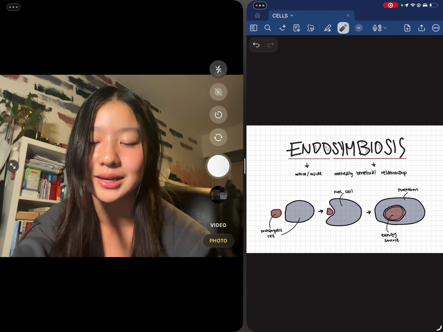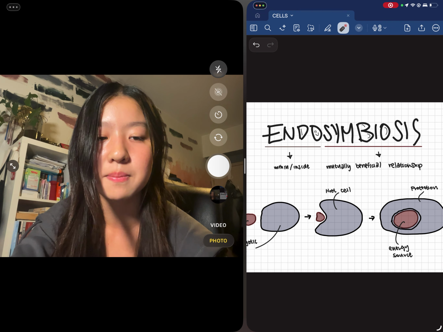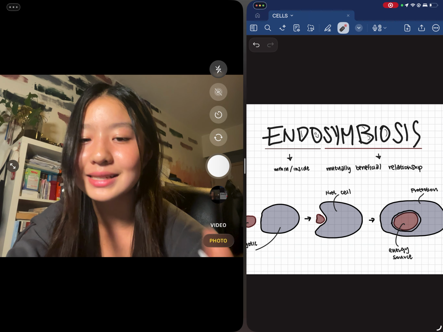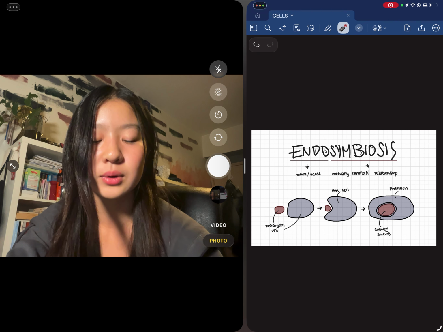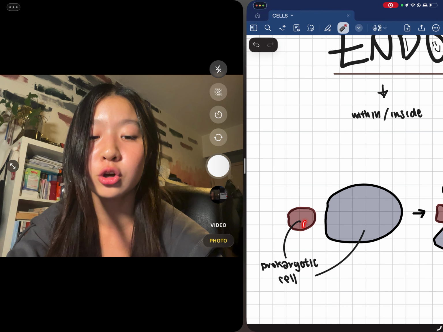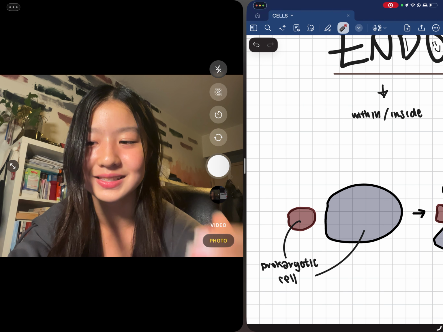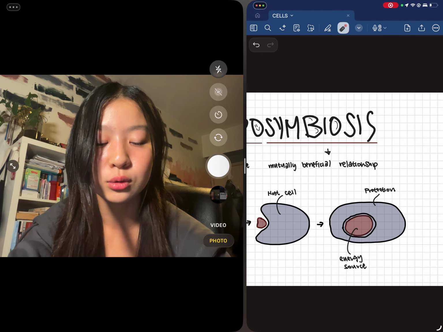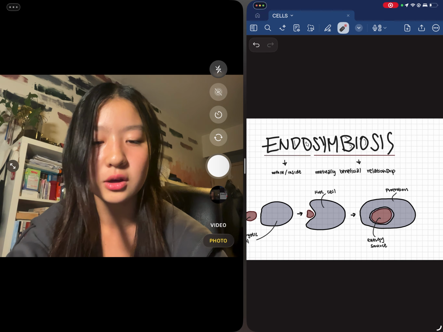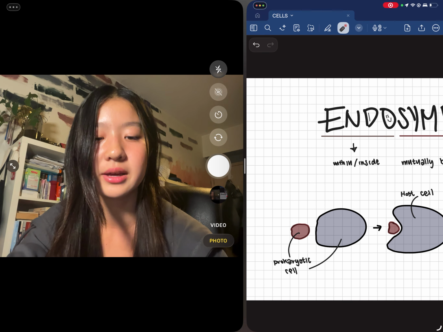Endosymbiosis, put simply, is just a mutually beneficial relationship within or inside of a cell. And so in this context, we're looking at a time where two prokaryotic cells interacted to form a more complex cell. So let's break this down bit by bit.